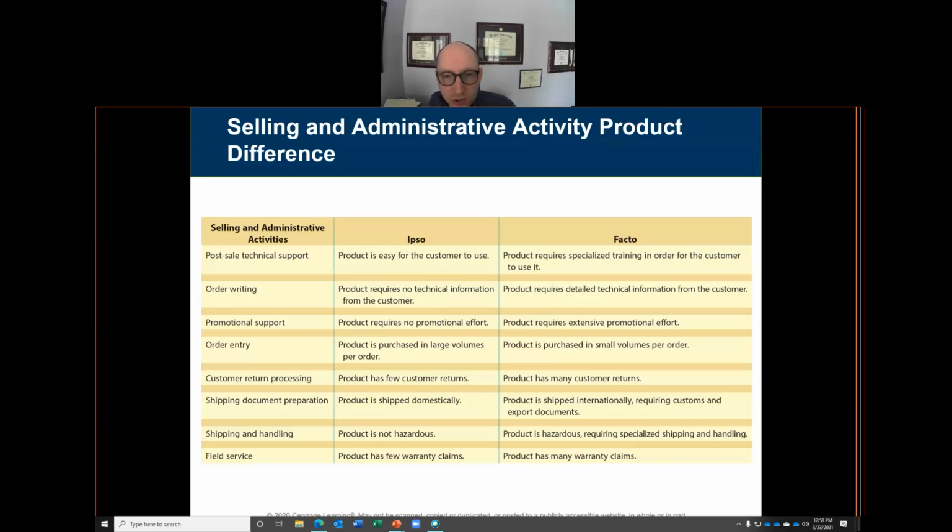This just shows you, for example, the different types of selling administrative activities that can be allocated based off of activity-based costing to individual products. And that is for management use only. For reporting purposes, if it's according to GAAP, it needs to be based on the income statement as period expenses.